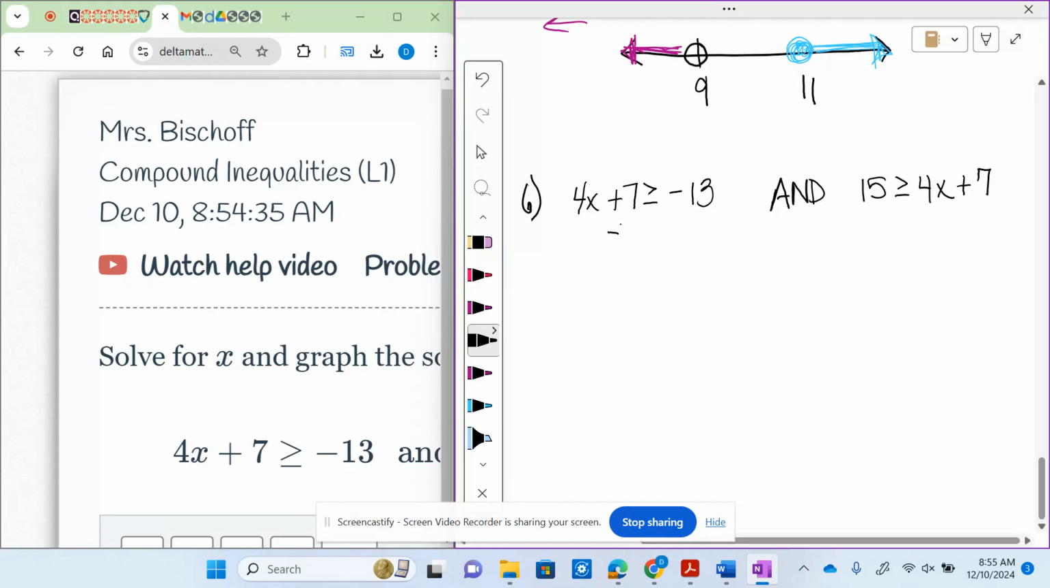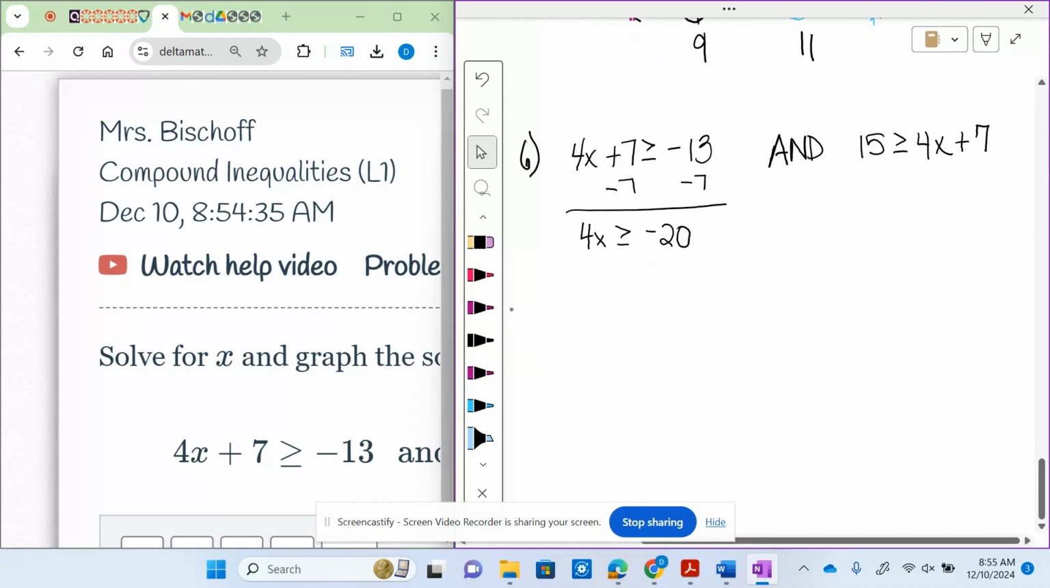Yeah, subtract 7 from both sides. Good job, sir. So 4x is greater than or equal to negative 20. Isaac, what would you do next? Divide both sides by 4. We are not dividing by a negative. This number is not negative, so we do not flip. X is greater than or equal to negative 5.